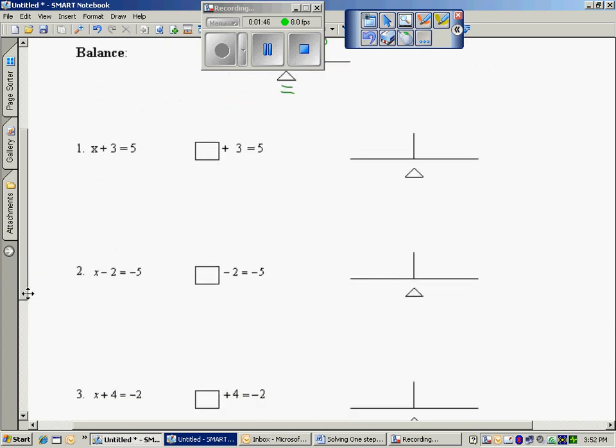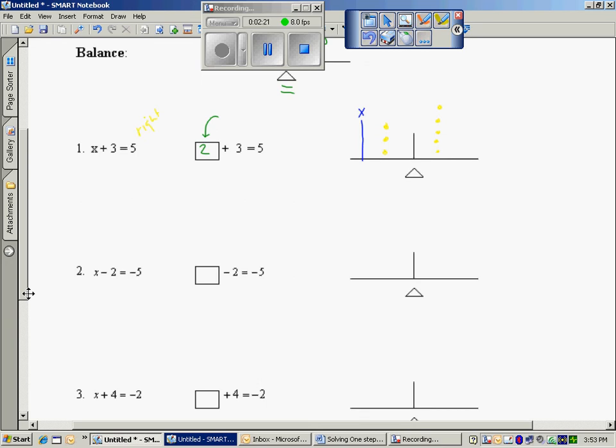If I had to ask you what number plus 3 is equal to 5, 2 plus 3 is equal to 5. I'm now going to show this equation, x plus 3 equals 5, using symbols. This is going to represent my x. Positive 3, we'll use 3 yellow dots. And for positive 5, 5 yellow dots. And notice they're on the right-hand side of the equal sign because 5 is on the right-hand side.